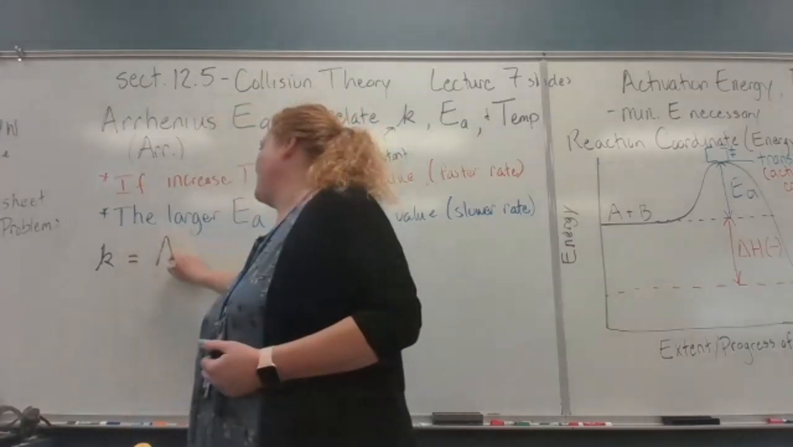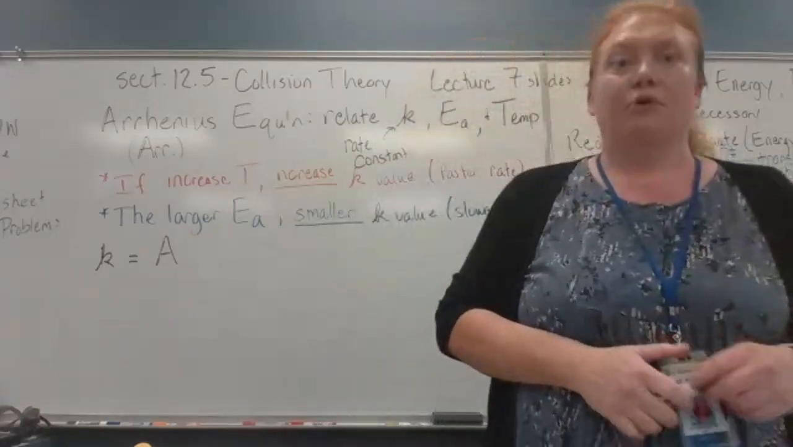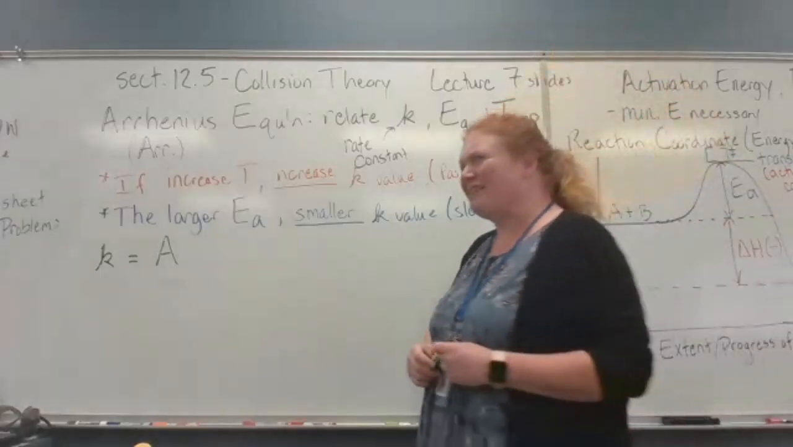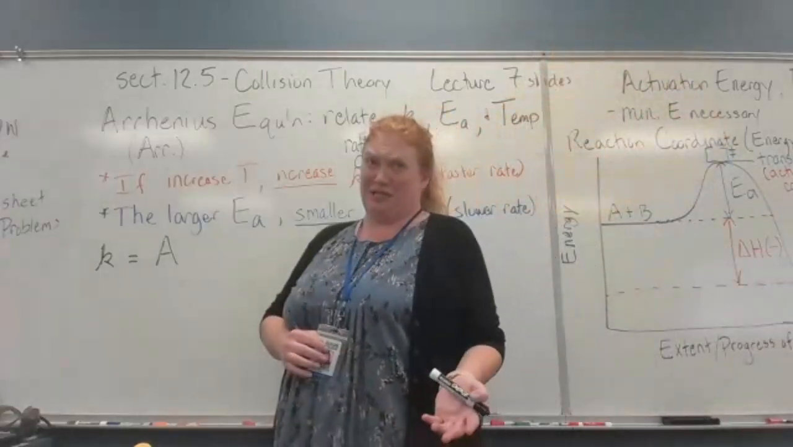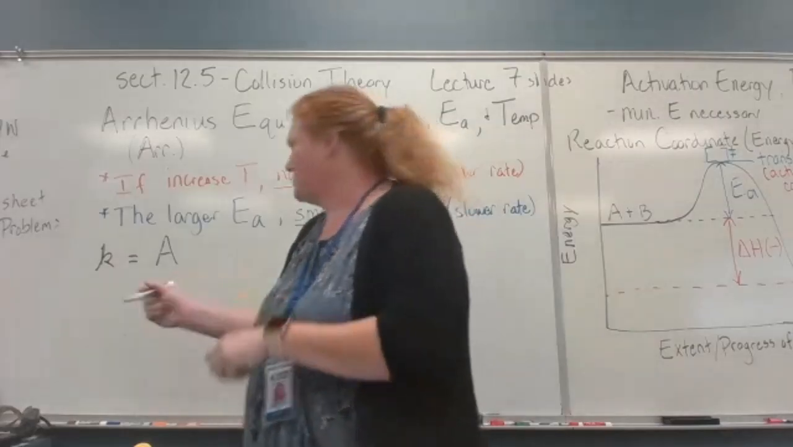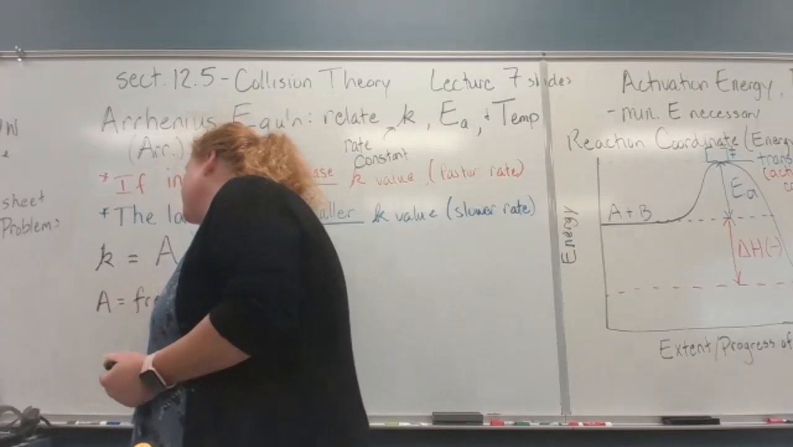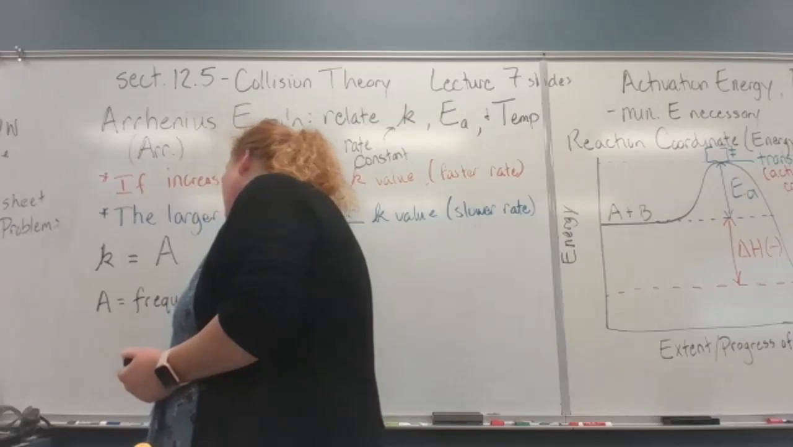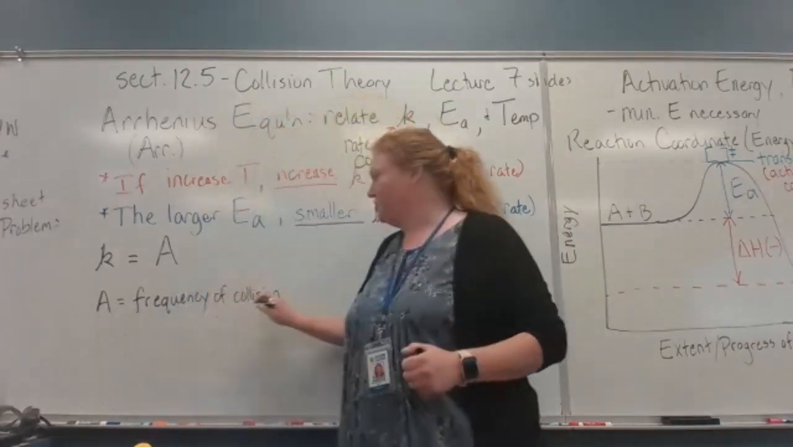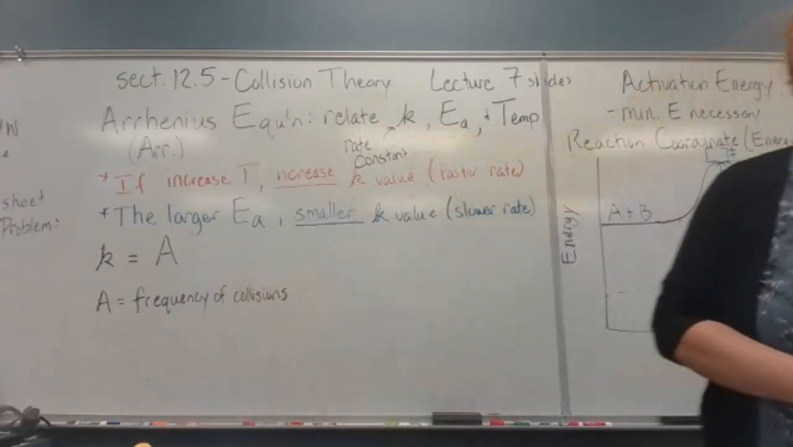K equals A. Do you guys remember that letter A from chapter 10, the Clausius-Clapeyron equation? I think I told you what A was, but I said we don't really care what it is. Here we kind of care what it is. A is what is known as a frequency factor, or what we use it to refer to is the frequency of collisions that form products.